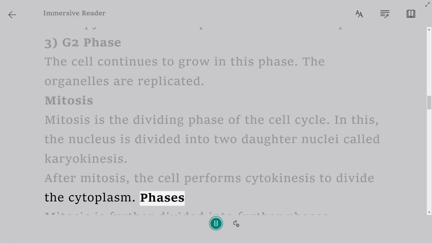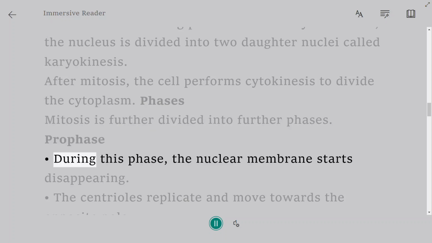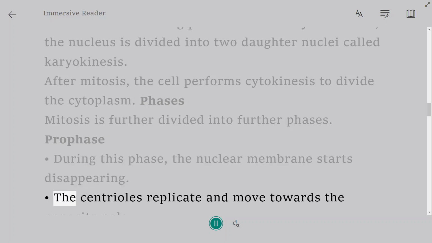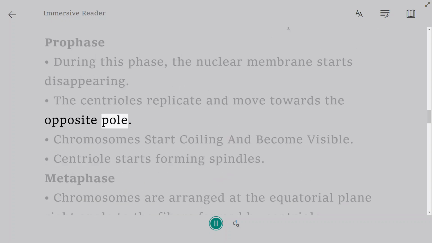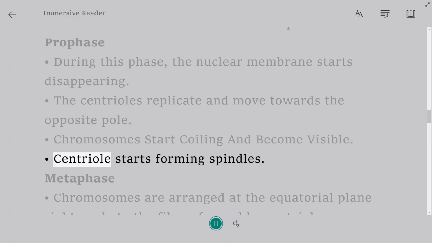Phases. Mitosis is further divided into phases. Prophase. During this phase, the nuclear membrane starts disappearing. The centrioles replicate and move towards the opposite poles. Chromosomes start coiling and become visible. Centrioles start forming spindles.